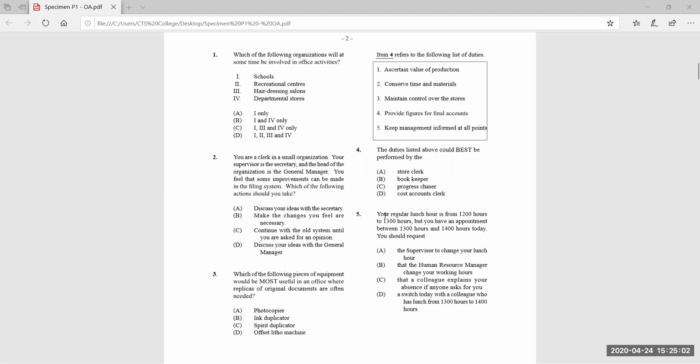Let's look at number 5. Your regular lunch hour is from 1200 hours to 1300 hours. So that's 12 to 1, right? But you have an appointment between 1300 and 1400. You should request, read through these and tell me which one you think is the most appropriate request there. Now you're having lunch from 12 to 1, but then you have an appointment from 1 to 2. So how many hours would you be missing work? 12 to 1 will be 1 hour, and then 13 to 14 would be another hour. So that's 2 hours in total.